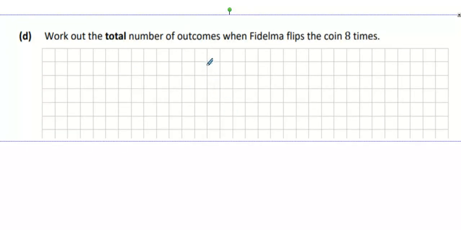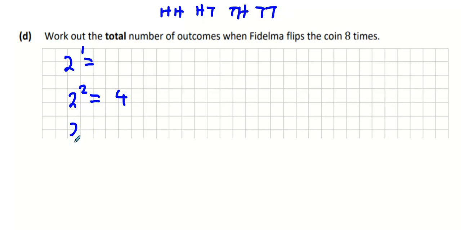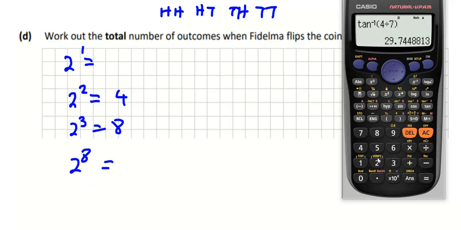And finally, part D. Work out the total number of outcomes and fill them in if she flips the coin 8 times. Well, look, it's the rule. If you flip it once, there's 2 outcomes. Flip it twice, there's 4 outcomes. Head, tail, head, tail. 3 times, you get 8. And then if you flip it 8 times, it's 2 to the power of 8, which is 256 outcomes.